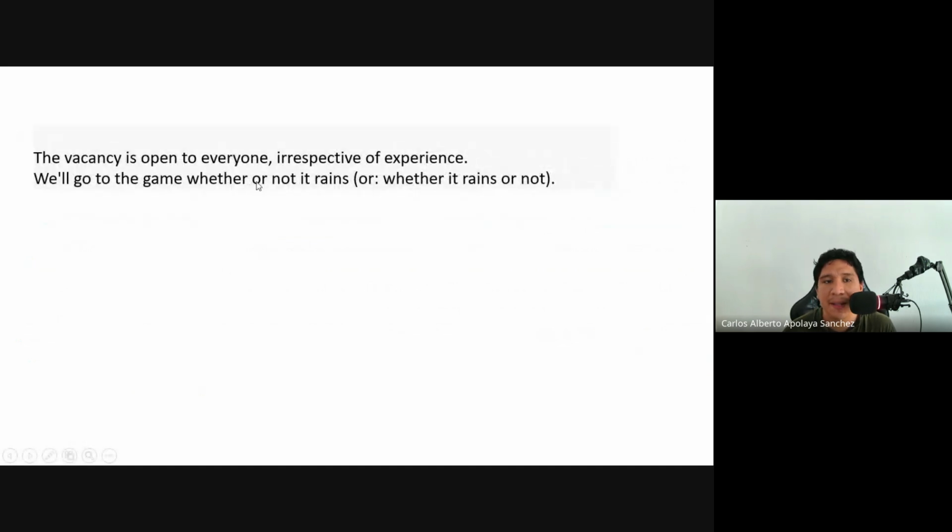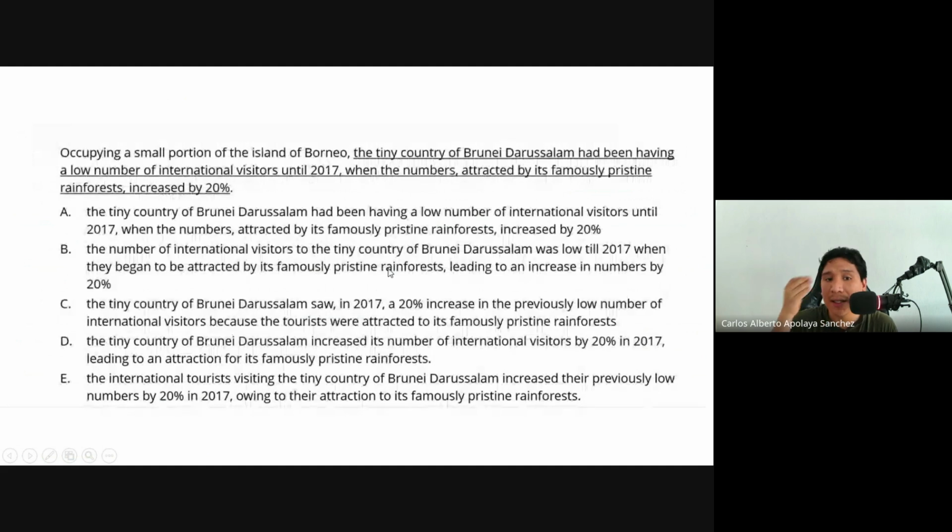Okay, so I have another example. The vacancy is open to everyone, irrespective of experience. Irrespective of experience is another way to say whether or not. Okay. Next part.